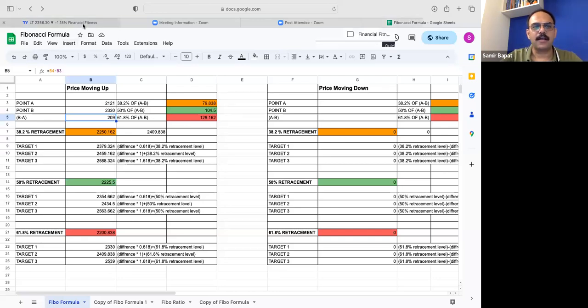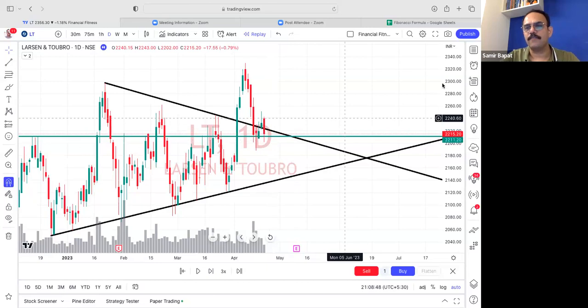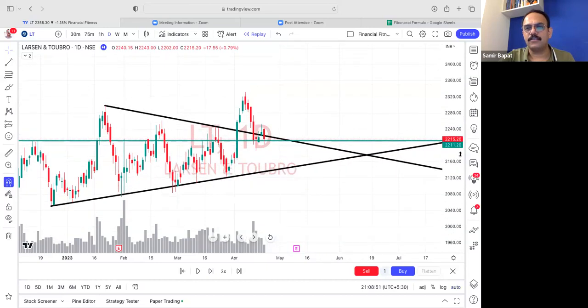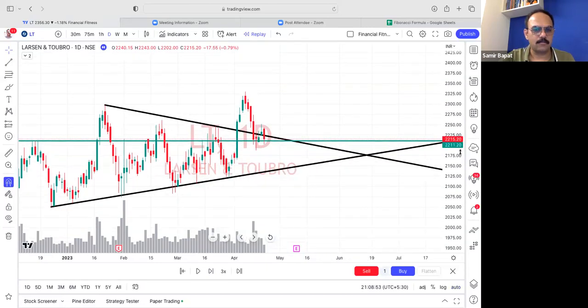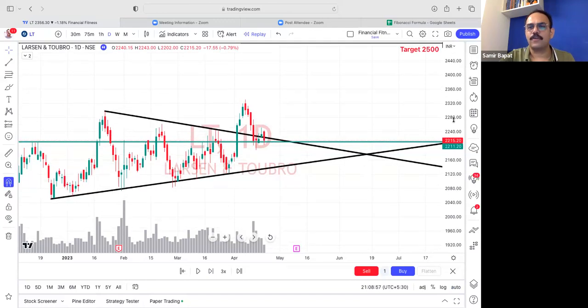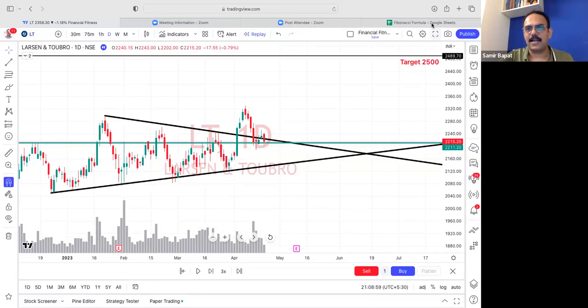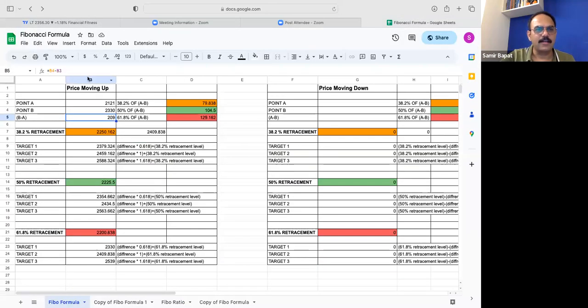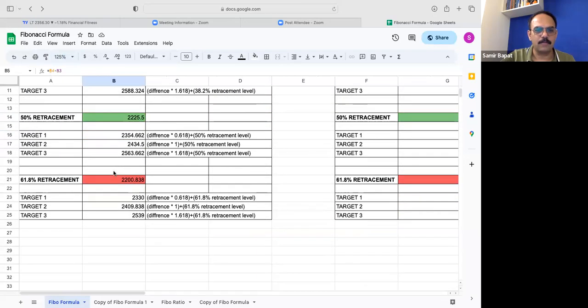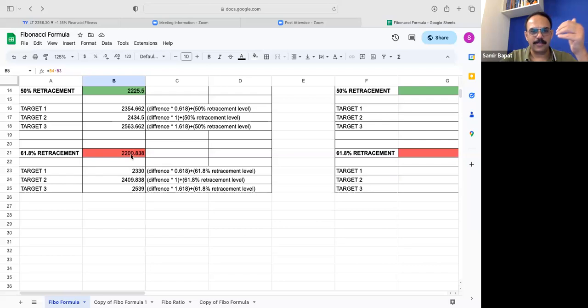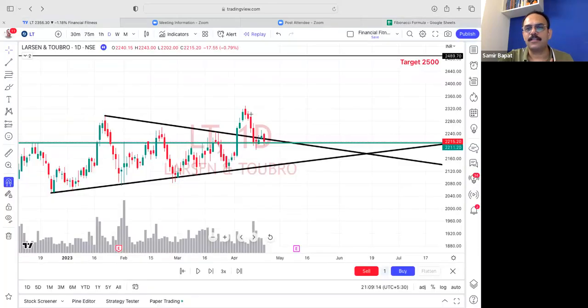As per our earlier share, 2500 was the target. What happened? Did I delete it? Okay, no. So 2500 was our target if the triangle goes. So it is matching with our target also. I'll just expand it for people who might be on mobile. So this is the retracement 2200, target 2330, 2409, and 2539 is target 3. As per our triangle, 2500 is the target.